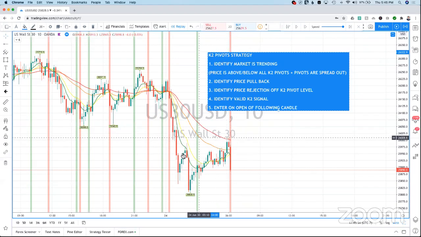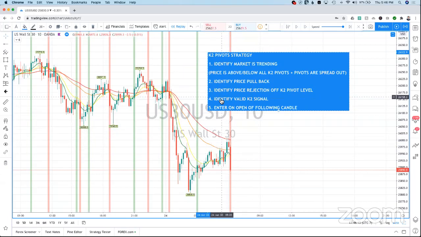Like I said earlier, these zones are levels 1, 2, 3, and 4. The higher the level, the stronger the rejection. So right here, we identified the market was trending. You identified a price pullback this way. You identified a price rejection off a K2 pivot level, which happens to be the level 4, the strongest pivot.